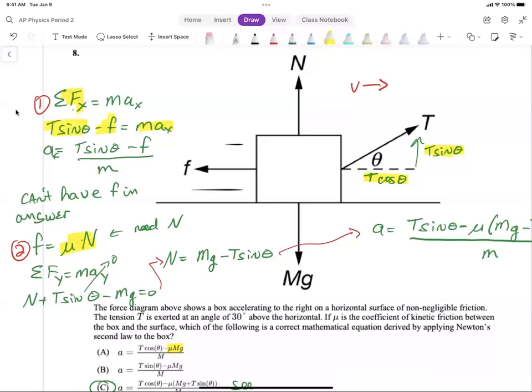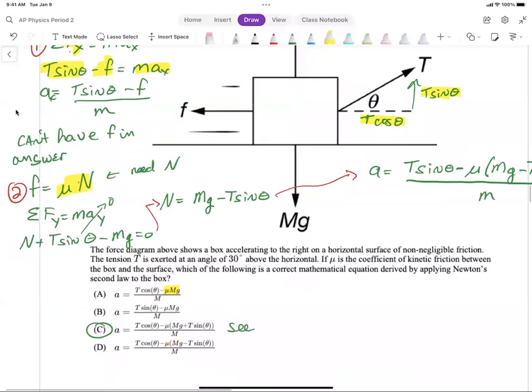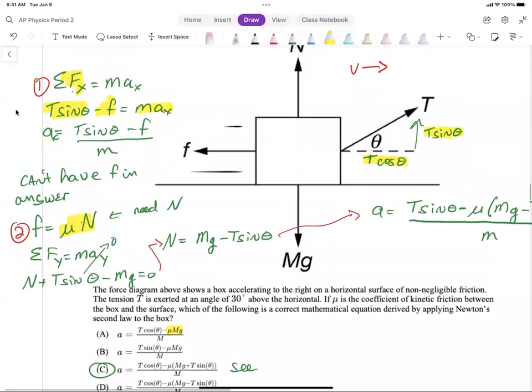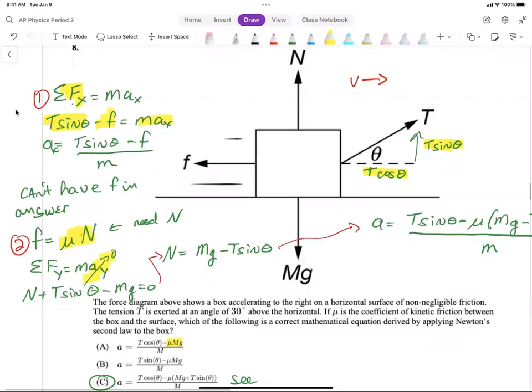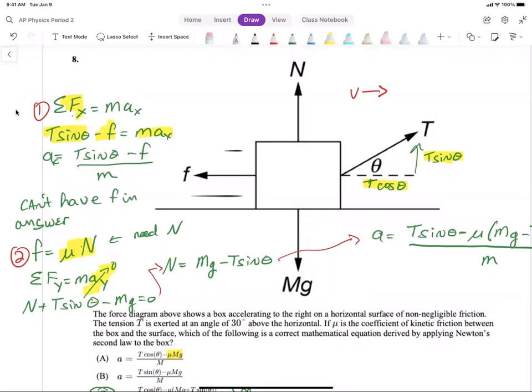But I don't know n. N's not in there. Mu is in there, so I've got to solve for n. How do I solve for n? I've got to sum the forces in the y direction, and in this case, we don't have acceleration. Acceleration is 0.